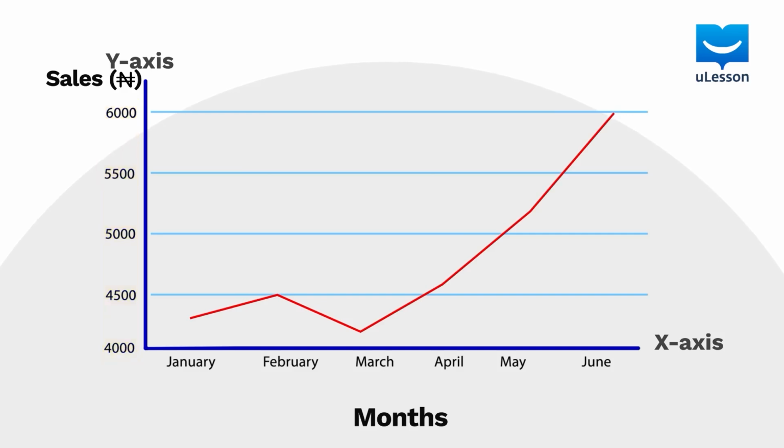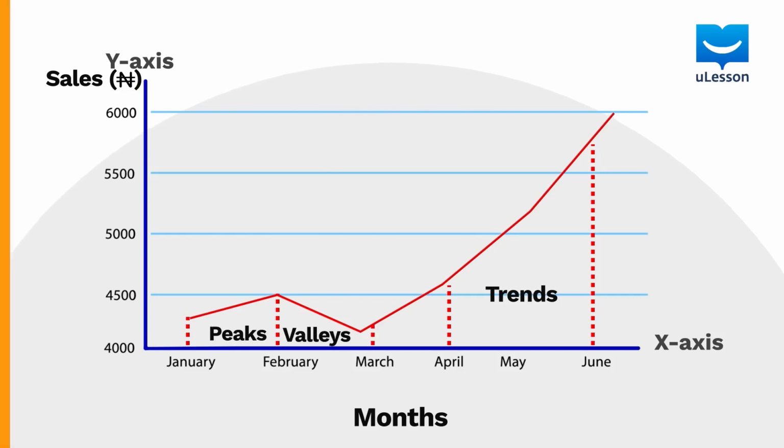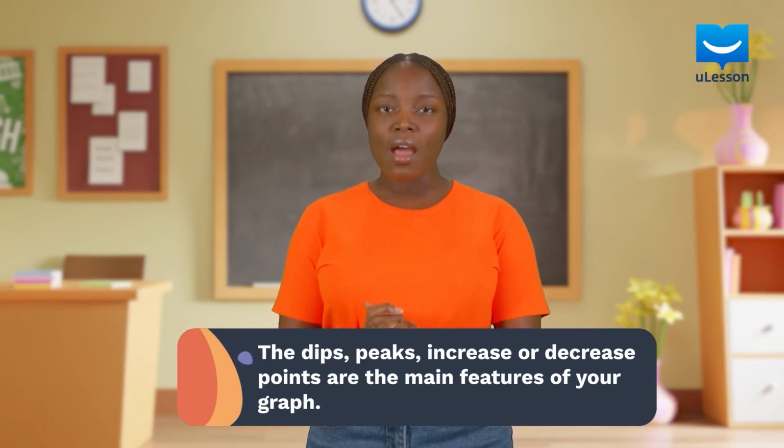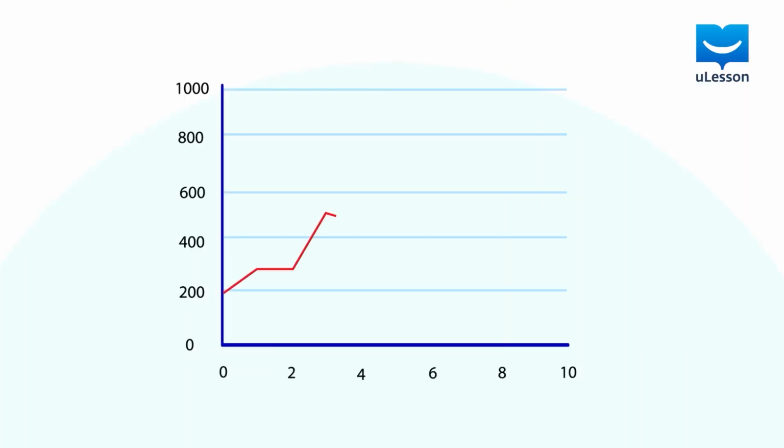To interpret a graph, identify its main features. Look for trends, peaks, valleys, and any significant changes in the data. Is there a gradual increase or decrease? Are there sudden spikes or dips? Pay attention to these patterns as they hold the key to understanding the data's story.